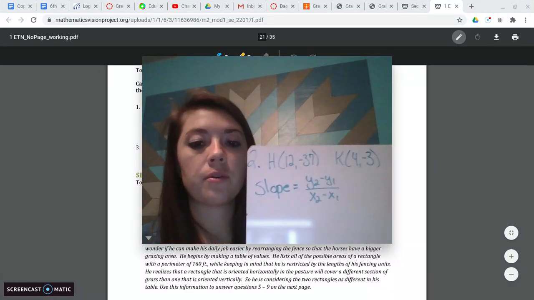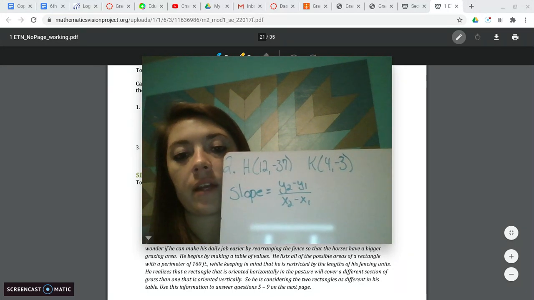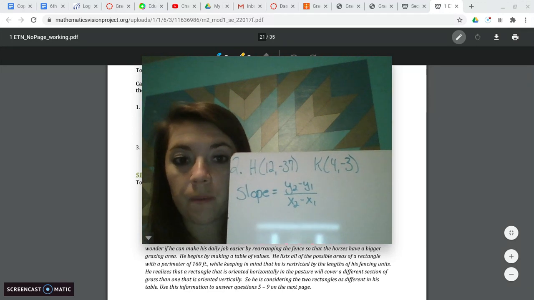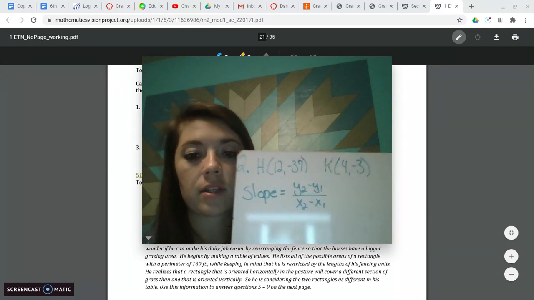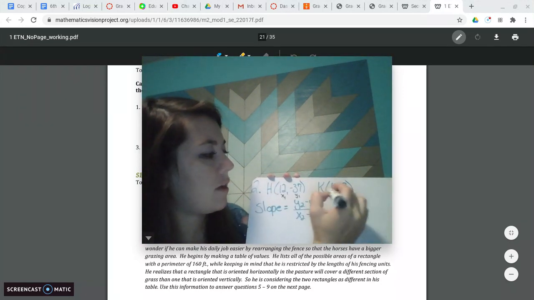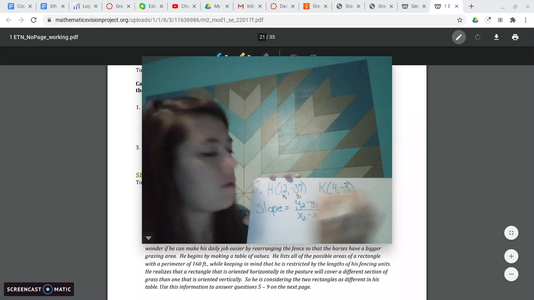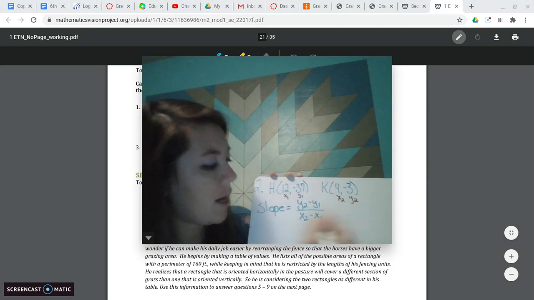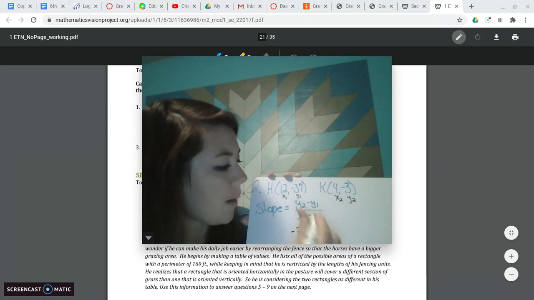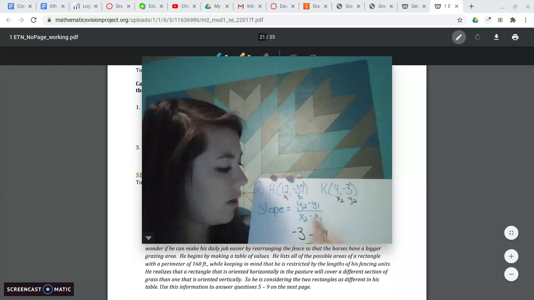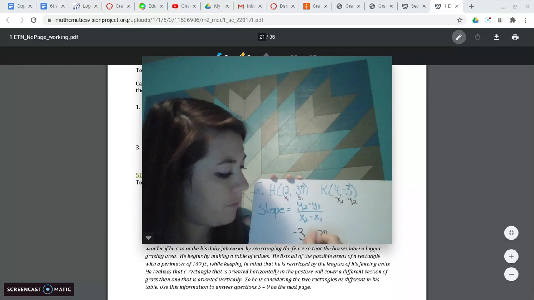So for number 2, it had the point h is (12, -37), and k is the point (4, -3). I gave you guys a slope formula just as a reminder: y2 minus y1 over x2 minus x1. So this is our x1, y1, and this is our x2, y2. And then we're just going to plug these into this formula. So our y2 is negative 3 minus our y1, which is negative 37, over our x2, which is 4, minus our x1, which is 12.